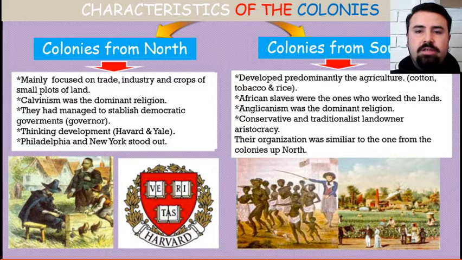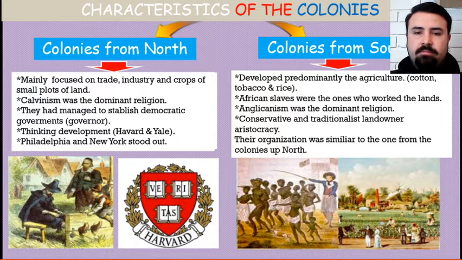Characteristics of the colonies. Colonies from the North mainly focused on trade, industry, and crops on small plots of land. Calvinism was the dominant religion. They had managed to establish democratic governments. Thinking developed with Harvard and Yale University. Philadelphia and New York stood out.